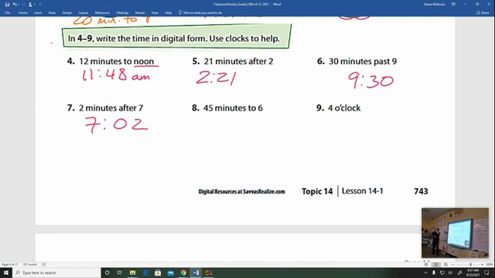45 minutes to 6. What is this time? 45 minutes to 6. Wilkins. 6:45. Nope. 45 minutes to 6. Not 45 minutes after 6. 45 minutes to 6. Jack. 5:15. It's 5:15. You guys see how that works? Remember, you could have done it this way: 60 minus 45, and you would have gotten 15. 5:15. Jack, that's what I did. Yeah. Perfect. That's exactly it.